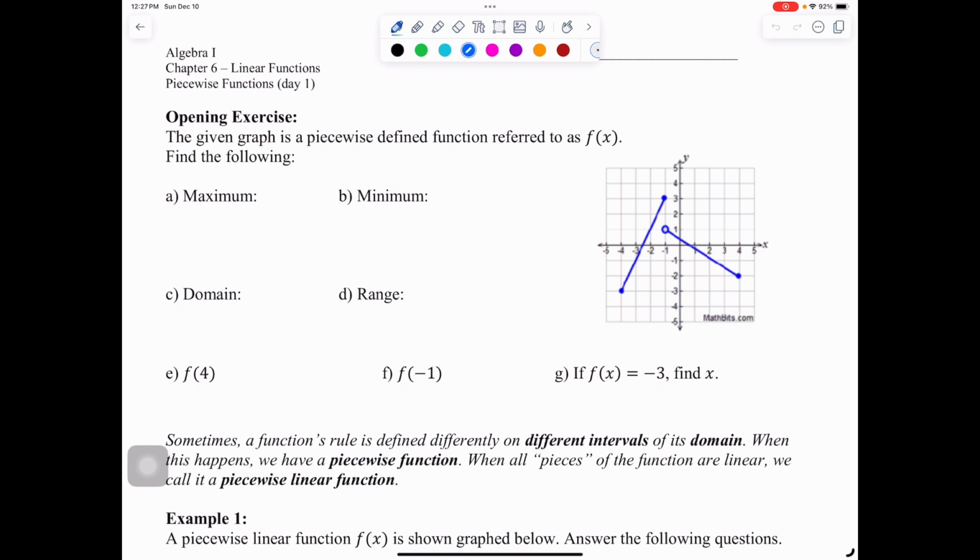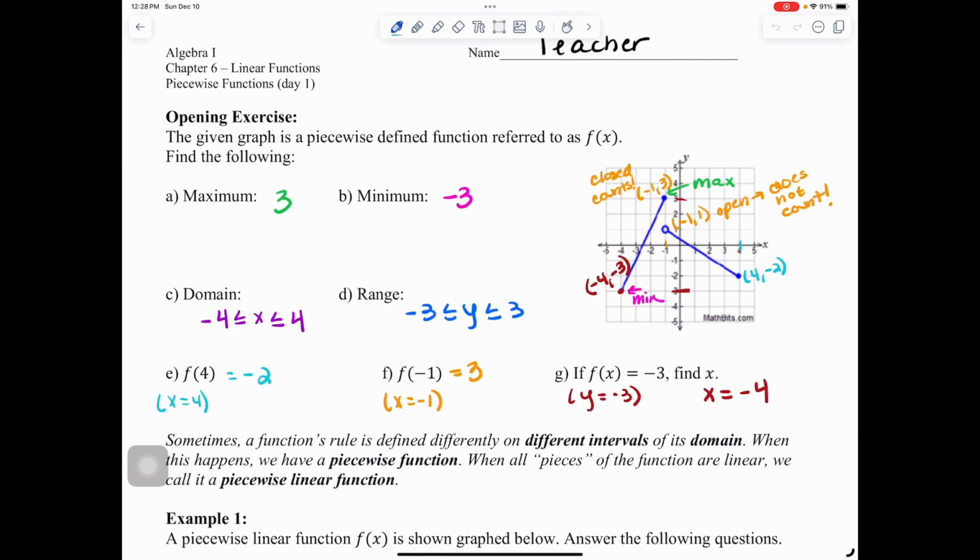So just to get you familiar with how to read something like this, you're going to do the opening exercise, and you're going to review some of the key features that we've discussed in prior lessons. So I'd like you to find the max and min, the domain and range, and you're going to evaluate some inputs and outputs. So at this time, please pause the video, try the opening exercise on your own, and then resume the video to go over the answers. Now that you had a chance to try the problems on your own, let's go over the answers.